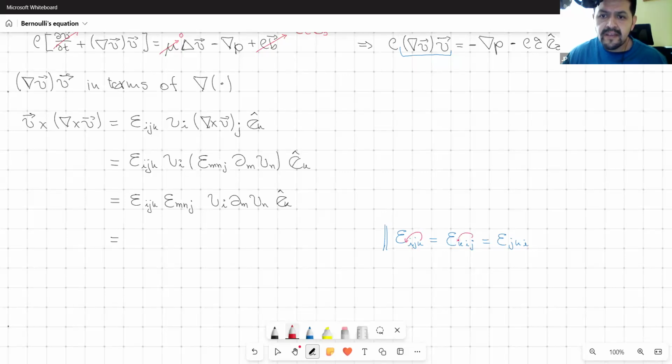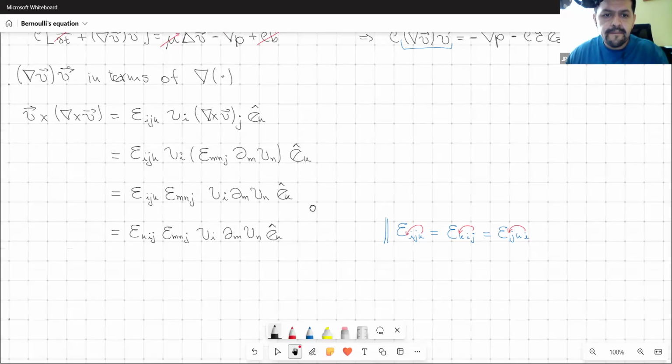You can move the last index to the first position, and you can keep doing it as many times as you want, and that will not change the permutation symbol. Okay? If we do that on the first one here, we will move k from last to first. This becomes epsilon kij times epsilon mnj times bi partial of bn with respect to xm ek hat. All right.